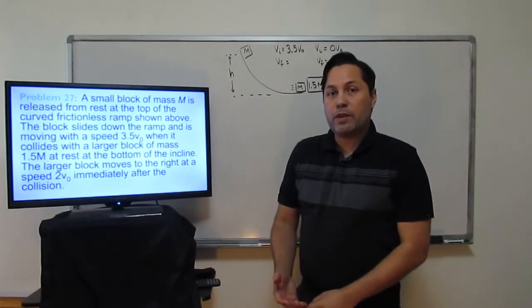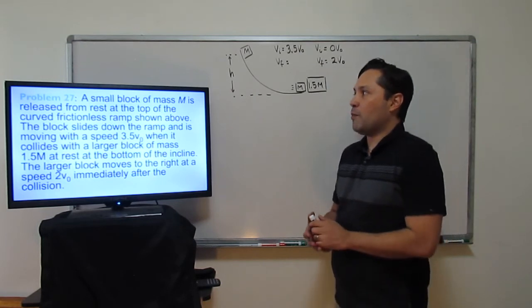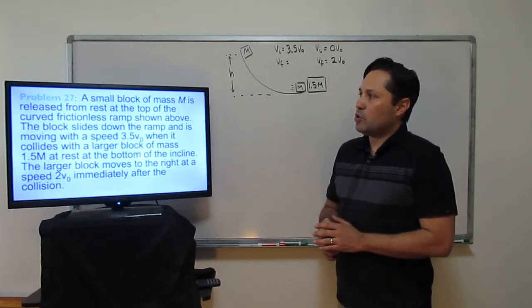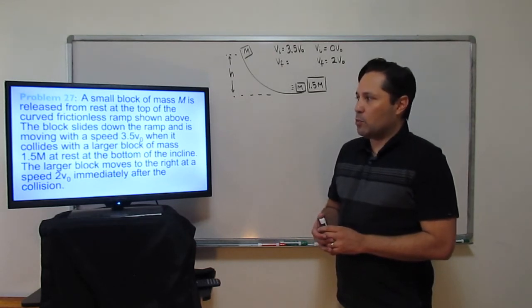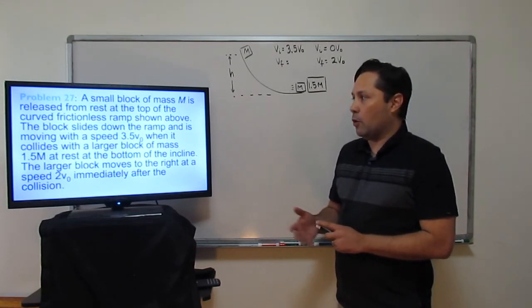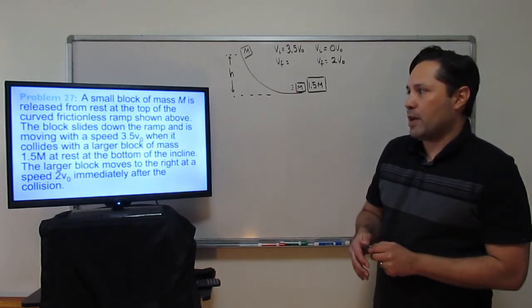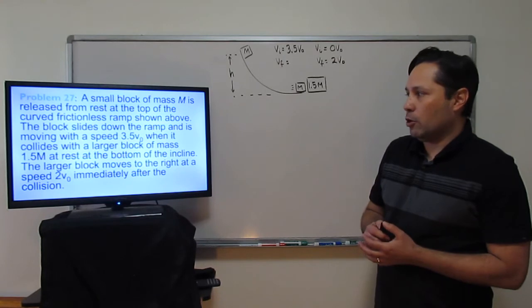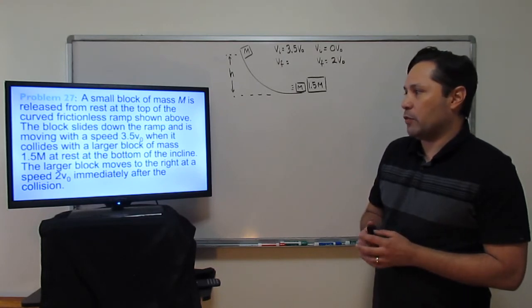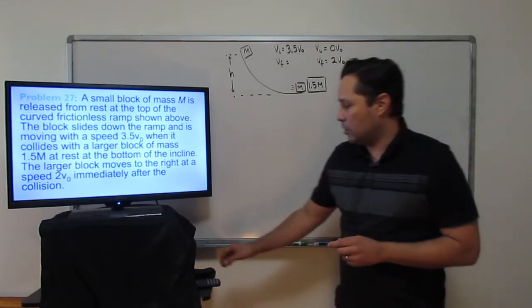In problem 27, we're asked the following question. A small block of mass M is released from rest at the top of the curved frictionless ramp shown above. The block slides down the ramp and is moving at a speed of 3.5 V0 when it collides with a larger block of mass 1.5M at rest at the bottom of the incline. The larger block moves to the right at a speed of 2 V0 immediately after the collision.